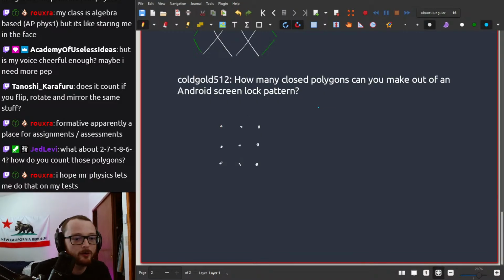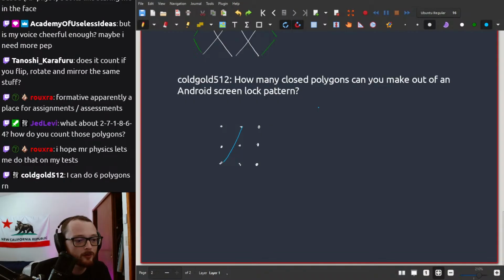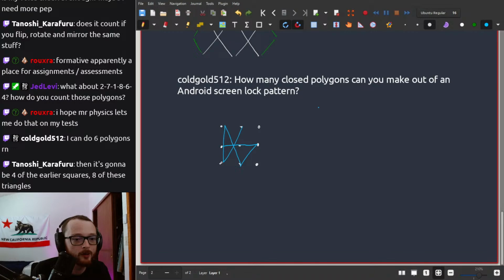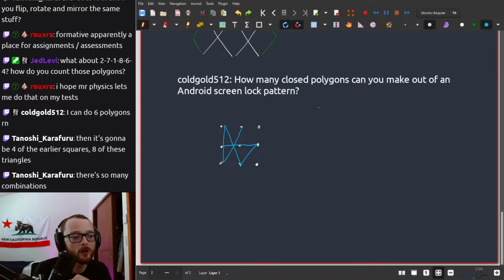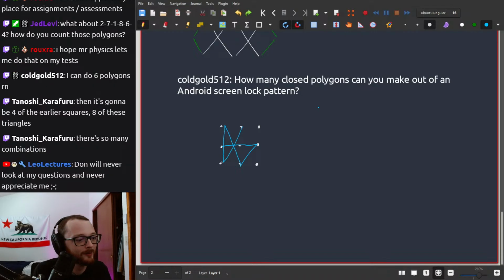What about 2, 2, 7, 1, 8, 6, 4. I guess I would count this as 3 polygons. 4 polygons. You can do 6. Oh, wait, so you're not asking total, but just the most polygons in one pattern. Okay, that makes the question a lot simpler.